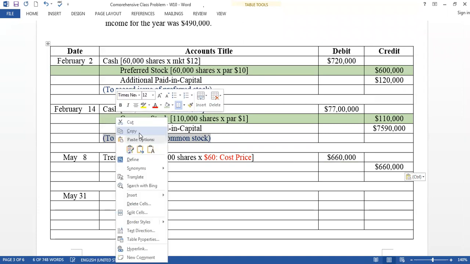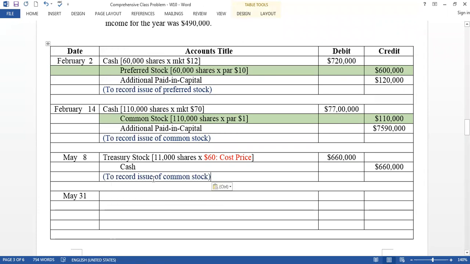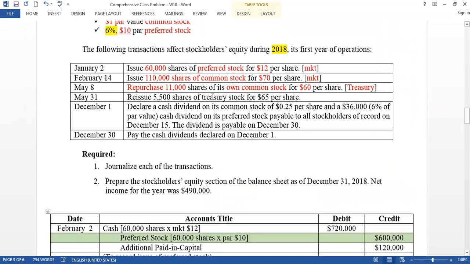And the narration is to record repurchase of treasury stock. I repeat again, if you don't understand, go back to my previous lesson. So after repurchase, the company reissues. Reissue means resell.